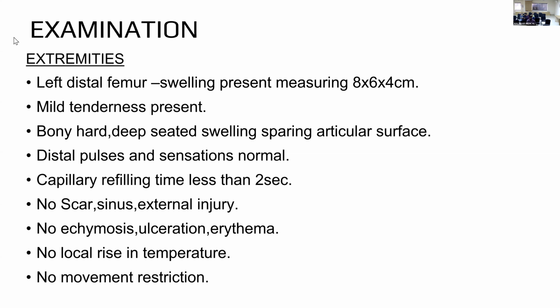On local examination, a mild lateral swelling was present in the left distal femur, measuring 8 x 6 x 4 centimeters. It was a bony hard, deep-seated swelling, sparing the articular surface. Distal pulses and sensations were normal. The capillary refilling time was less than 2 seconds. There was no scar, no sinuses, no external injury, no ecchymosis, no ulcerations, no erythema, no local rise in temperature, and no movement restriction.